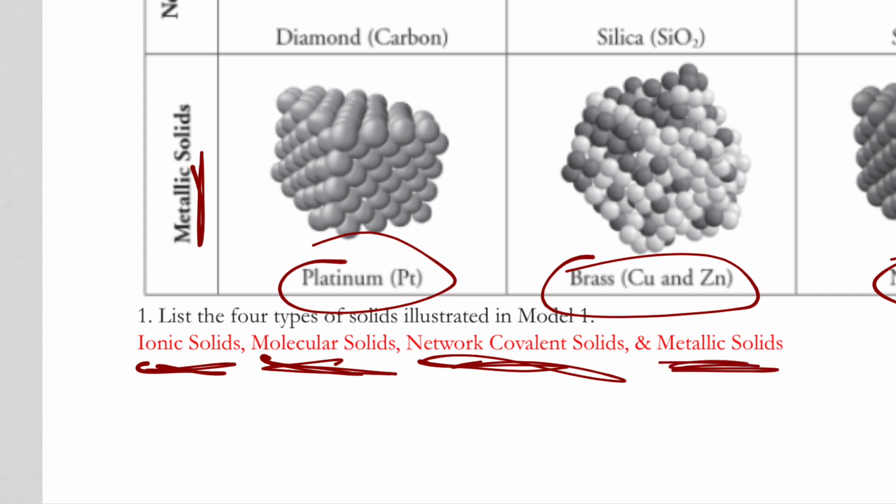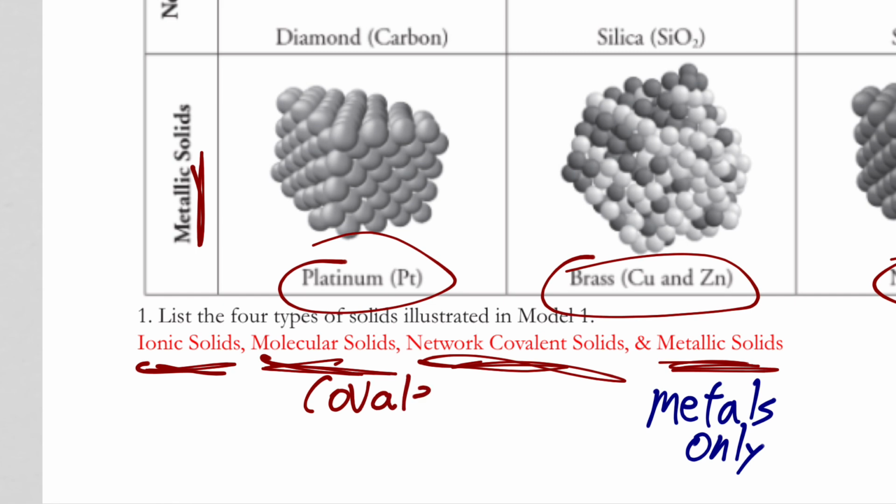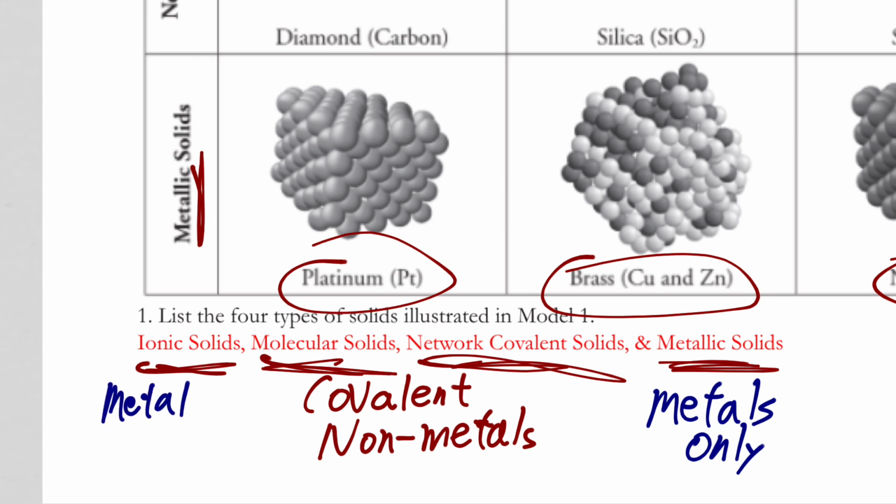And just as a quick review, metallic solids are only made up of metals, and network covalent and covalent molecular are usually of covalent nature in their bonds, and also they're usually nonmetals, specifically, or metalloids, usually. And last but not least, ionic is usually of metal and nonmetal.